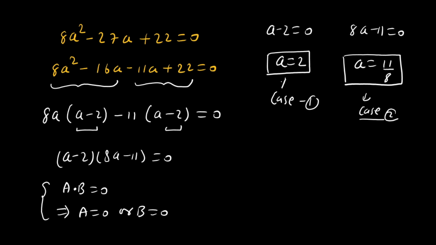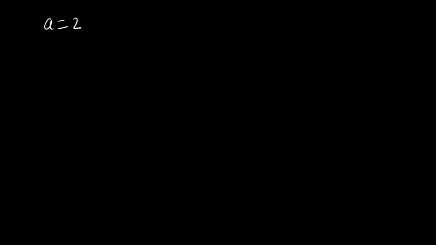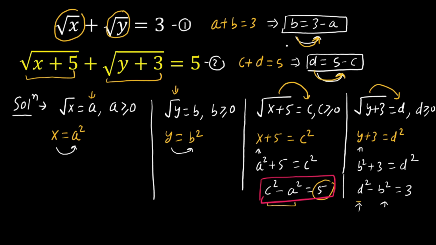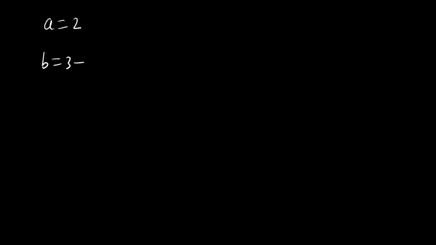Case first is a is equal to 2, and we know that b is equal to 3 minus a. Then b is equal to 3 minus 2 because a is 2. Then b is equal to 1. Here a is equal to 2 and b is equal to 1.